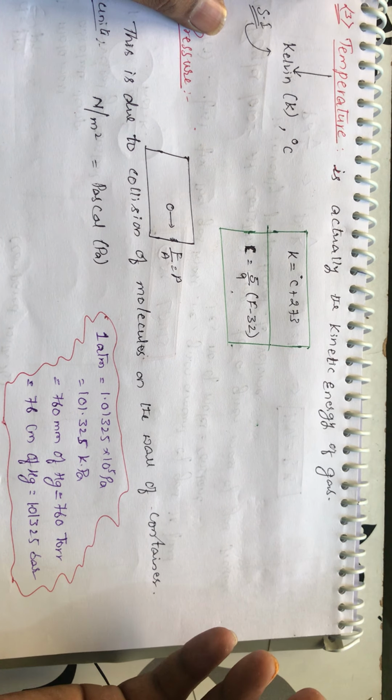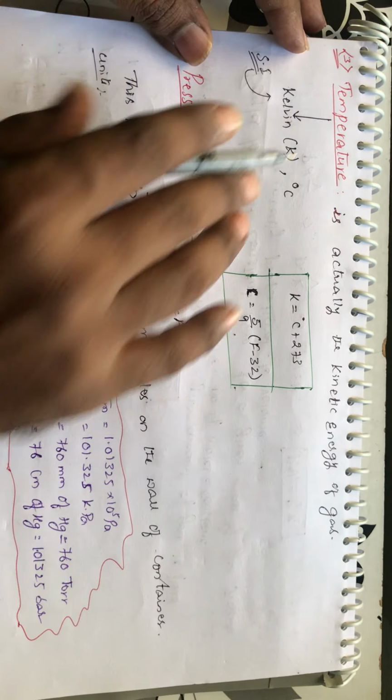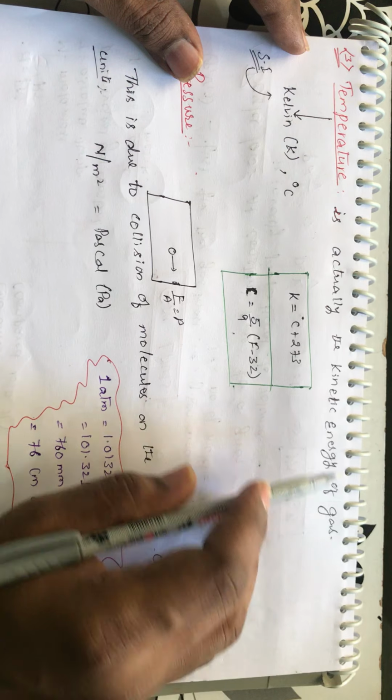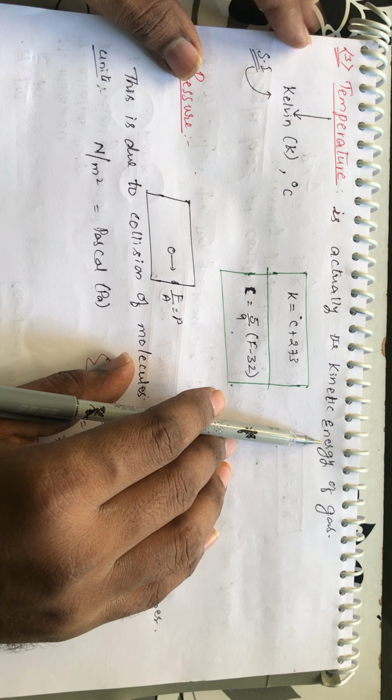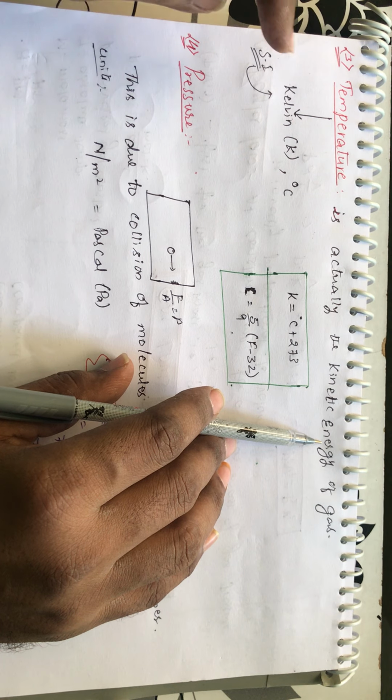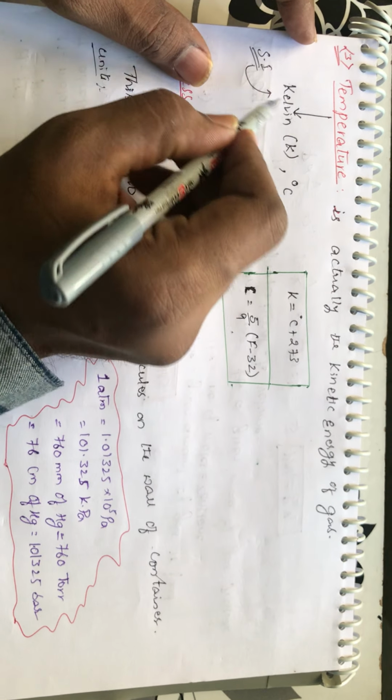That property is only applicable for gases, right? If you increase the temperature, automatically velocity increases. Velocity increasing means kinetic energy is increasing, right? And temperature is always measured in the SI unit, that is called Kelvin.